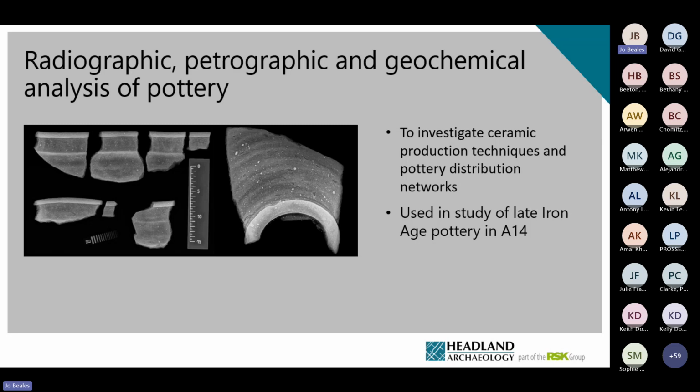Now, for example, in pottery, there are a range of different techniques that are currently utilized, including these ones mentioned here: radiographic, petrographic, and geochemical analysis of pottery to look at ceramic production techniques and pottery distribution networks. It was used extensively by Adam Sutton from MOLA as part of the A14 project to investigate late Iron Age Aylesford-Swarling pottery.